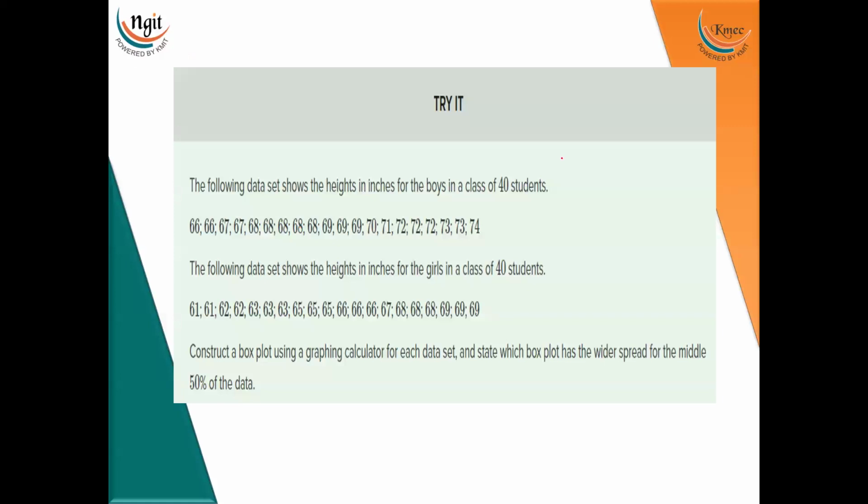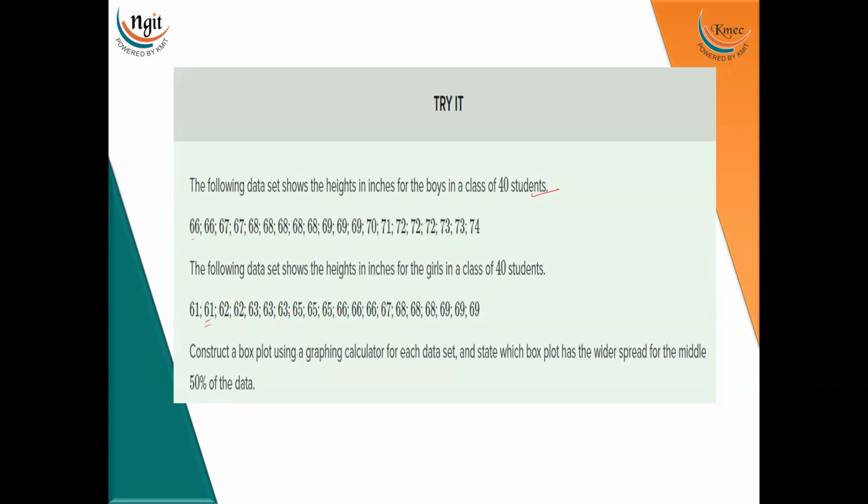And one example for you students. So here is the question. The following data set shows the heights in inches for the boys in a class of 40 students. These are 66, 66, 67. These are the heights in inches for the boys. And similarly, the following data set shows the heights in inches for the girls in a class of 40 students, and these are the heights in inches for the girls.